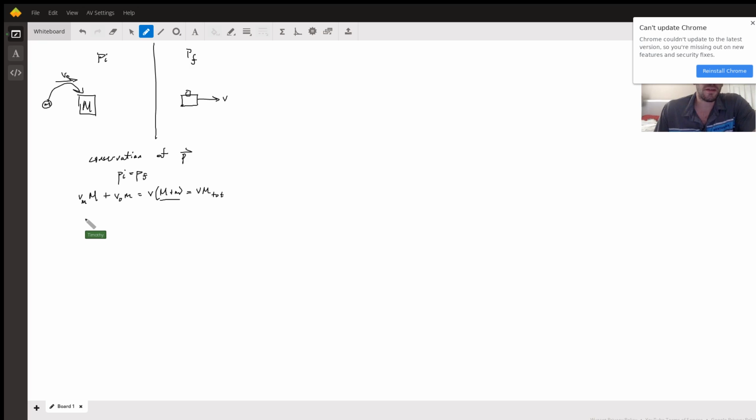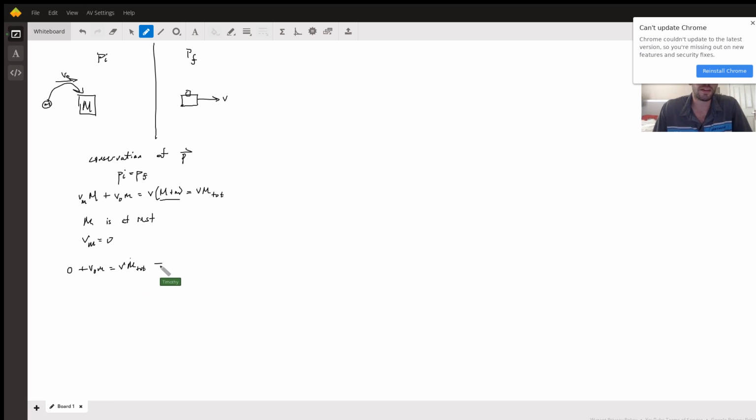So what we could say is the block of mass big M is, in physics terms, at rest. And at rest is just lingo for the v of the big mass is equal to 0. It has no speed. So essentially the first term goes to 0, so you'll just have v naught m is equal to v times m total. Okay? And I'll just put the 0 term here just to show you that it goes to 0.